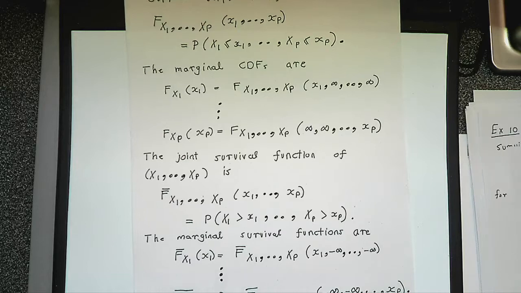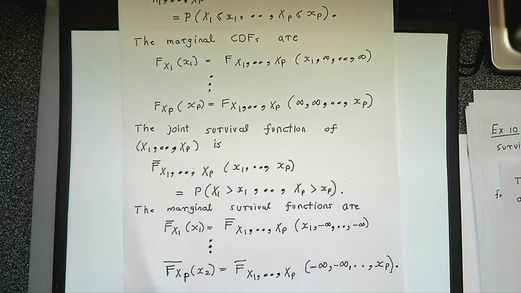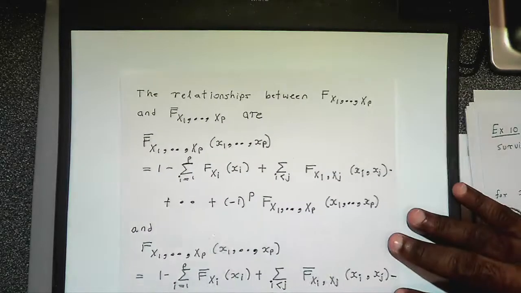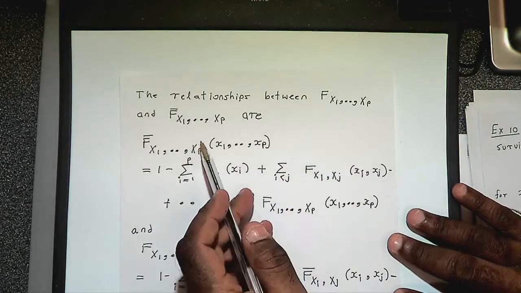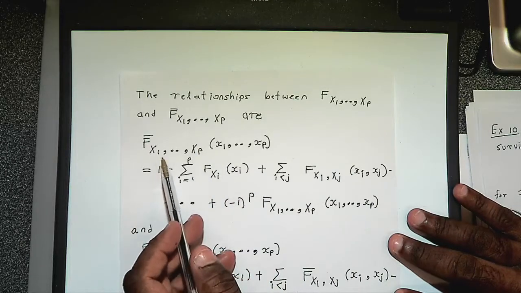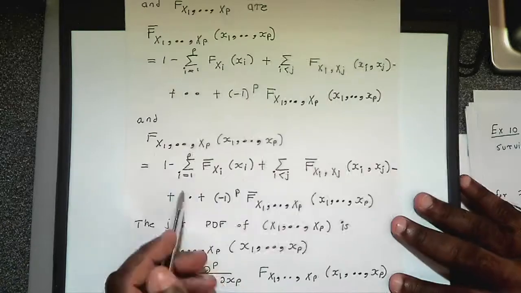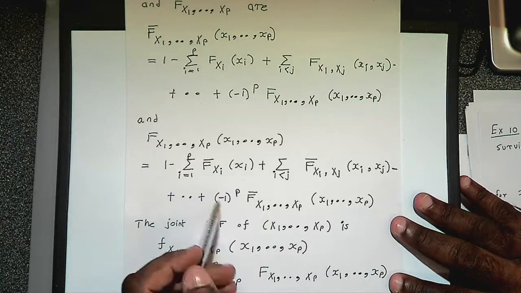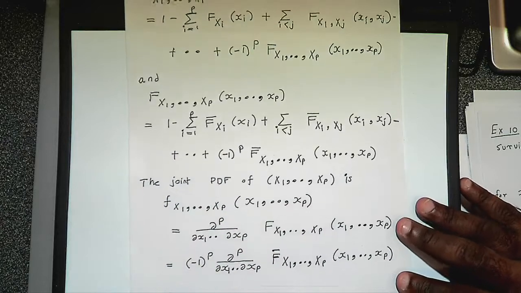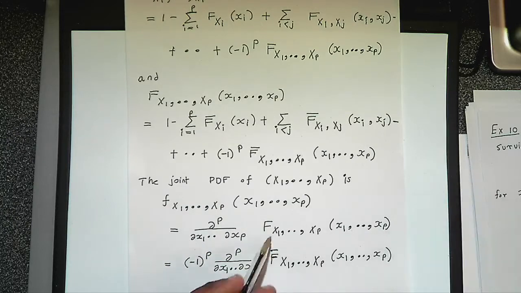And once again, there is a relationship between the joint CDF and the joint survival function, right? And it's this one here. So this relationship expresses the joint survival function in terms of the joint CDFs. And this relationship here expresses the joint CDF in terms of the joint survival functions. And once again, in order to compute the joint PDF, you can use one of these two relationships, equations, okay?